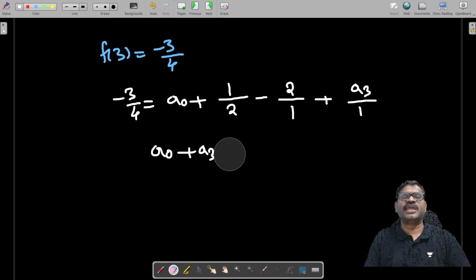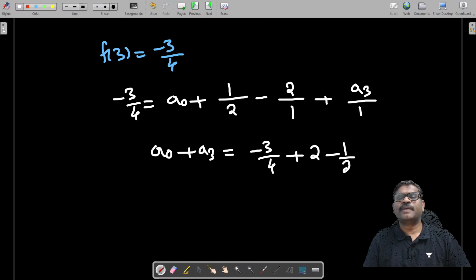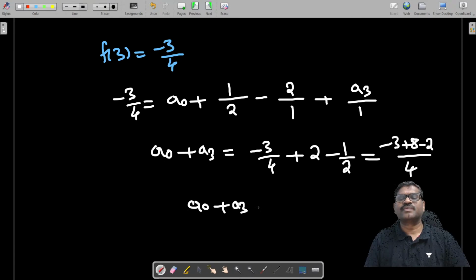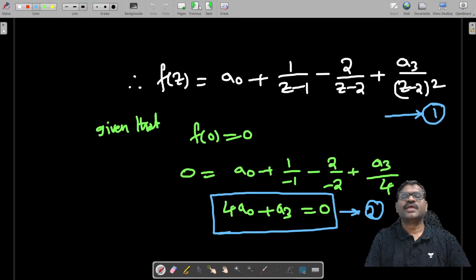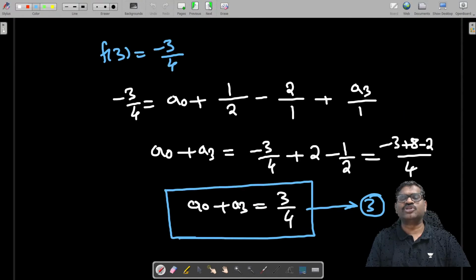A naught plus a3 equals minus 3 by 4 plus 2 minus 1 by 2. LCM 4: minus 3 plus 8 minus 2 gives 3 by 4. Call it equation 3: a naught plus a3 equals 3 by 4. And 4a naught plus a3 equals 0.